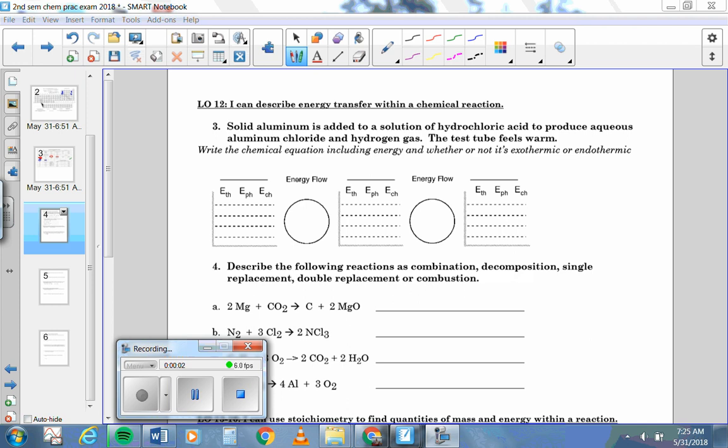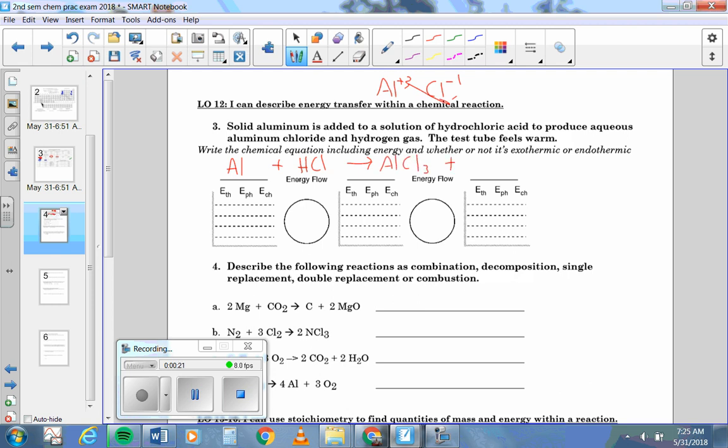Page 2 has some more writing chemical reactions from words. Solid aluminum is added to hydrochloric acid. That's just one we just know by now. It's going to tell us it makes aluminum chloride. Aluminum only makes +3 ions. Chloride's -1. It's going to take 3 of those, AlCl3. And the other product is going to be hydrogen gas. It's a single replacement reaction.